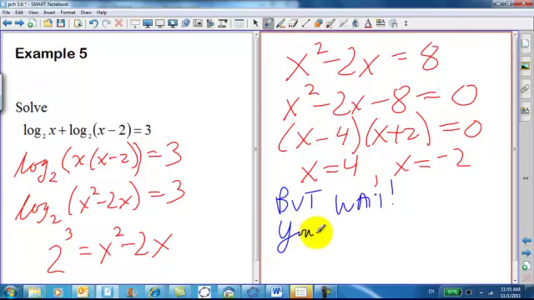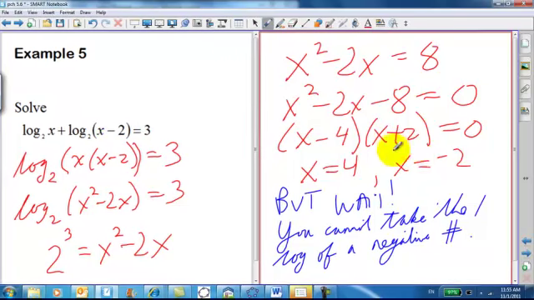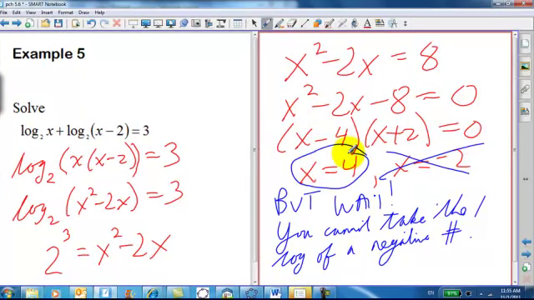you cannot take the log of a negative number. So we have to check our answers back here in the original equation and see if any of these will make the log negative. And sure enough, if I put a negative 2 into x, that makes log base 2 of negative 2 undefined. Negative 2 into here, negative 4, undefined. So we have to throw out negative 2 and just keep this 4 answer.